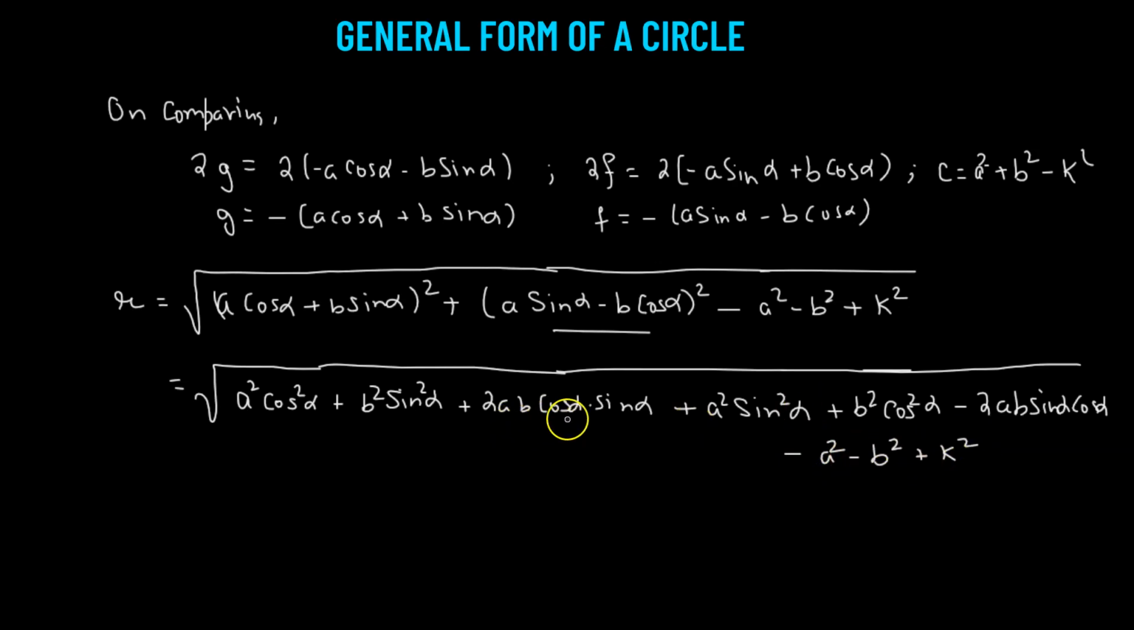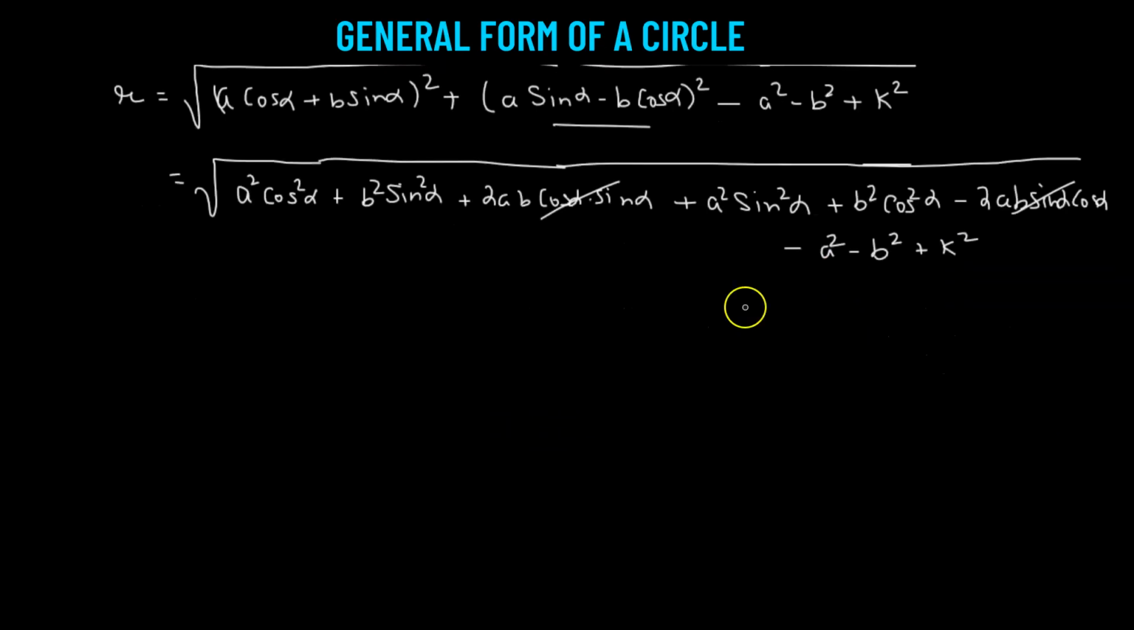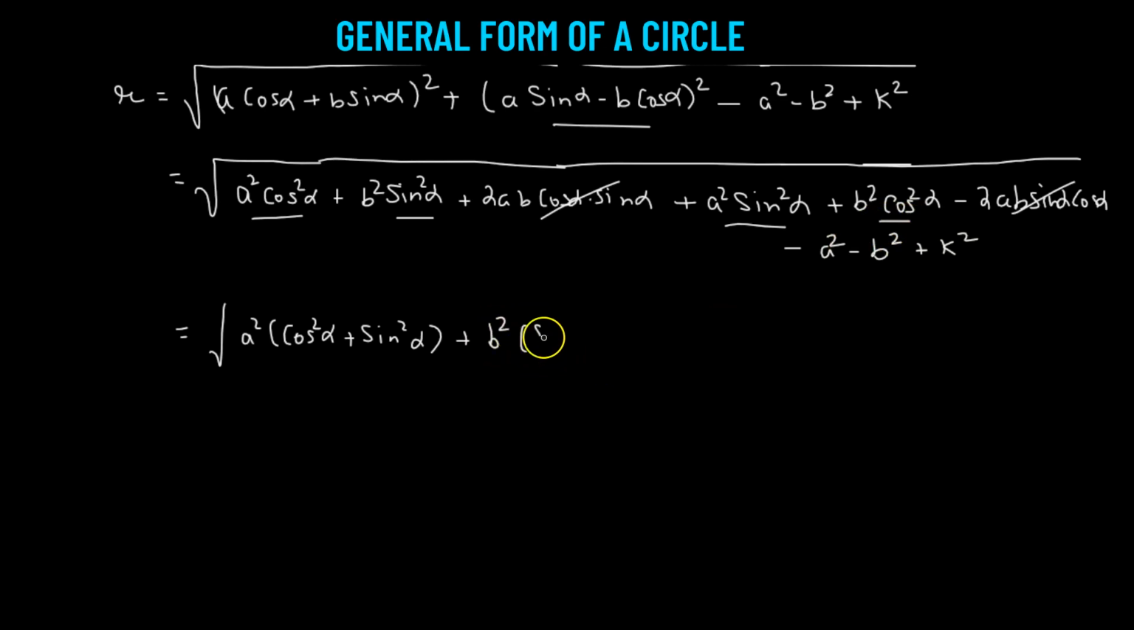Now here we can clearly see that 2ab cosine alpha sine alpha and negative 2ab sine alpha cosine alpha cancel out. Further simplification is going to give us, under the square root, a squared cosine squared alpha and a squared sine squared alpha combined by taking a squared as the common factor. So we have a squared times cosine squared alpha plus sine squared alpha, plus we combine b squared sine squared alpha plus b squared cosine squared alpha by taking b squared as the common factor. So we have b squared multiplied by sine squared alpha plus cosine squared alpha. And then we have the rest of the terms, negative a squared, negative b squared plus k squared.